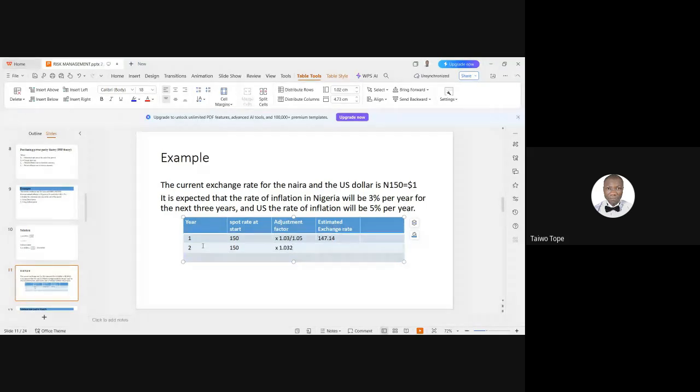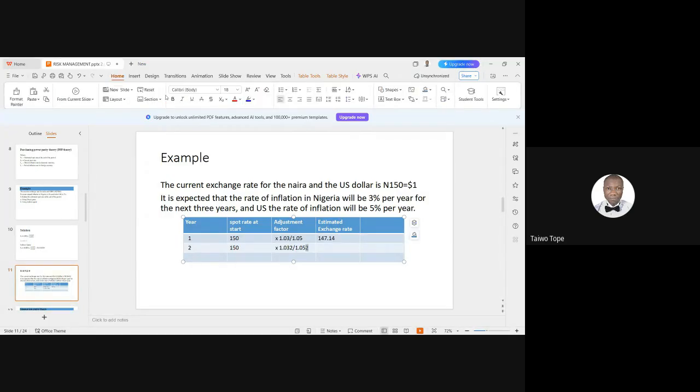Then let's do it the way you first mentioned: 1.03 to the power of 2 divided by 1.05 to the power of 2, multiplied by 150. I have 144.34. It's the same. So whichever approach you want to use is fine.